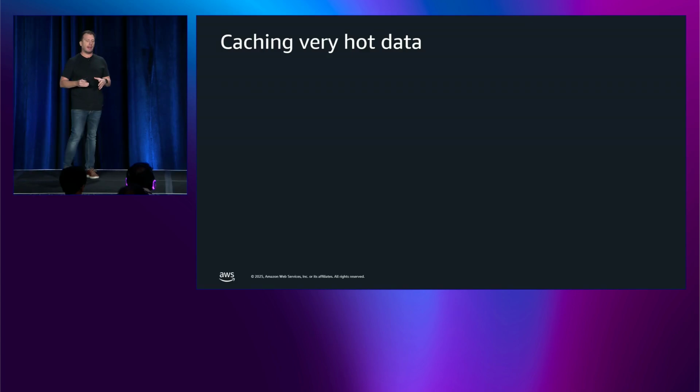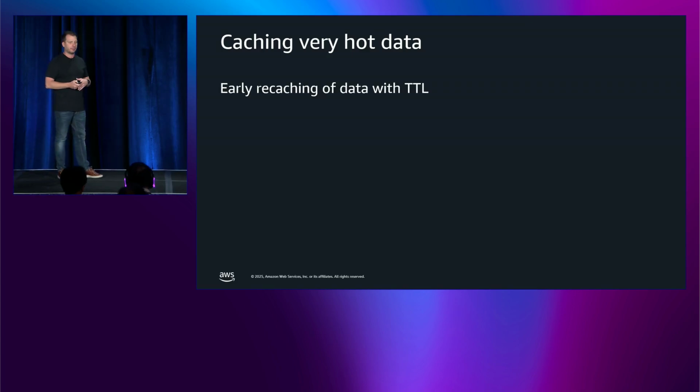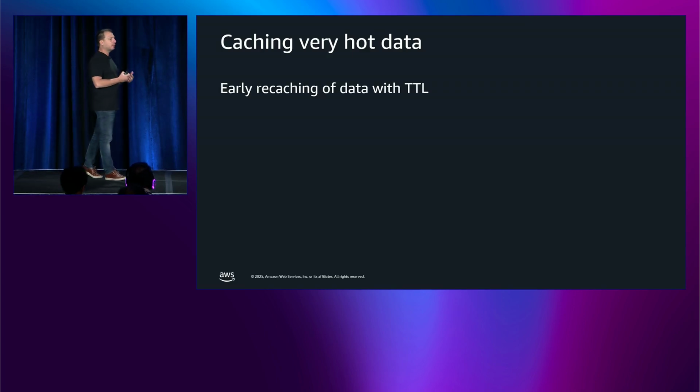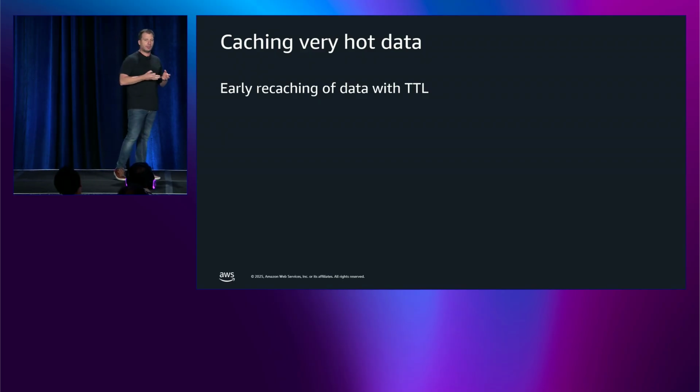Now, sometimes we have very hot data in our cache. And we also use a time to live, because this is the best way to manage our cache memory. We want to make sure that the data is also evicted from time to time. So we're going to use expiry.